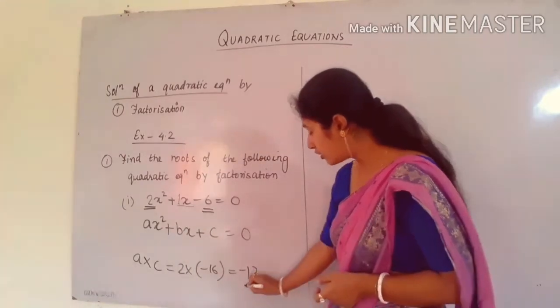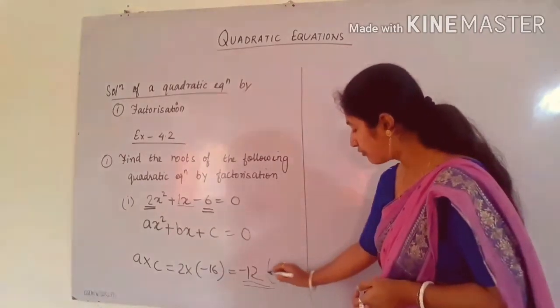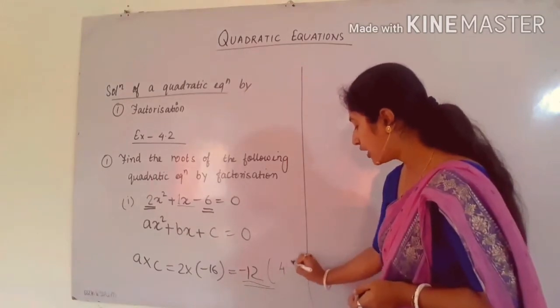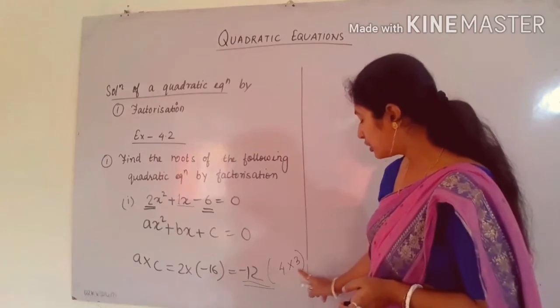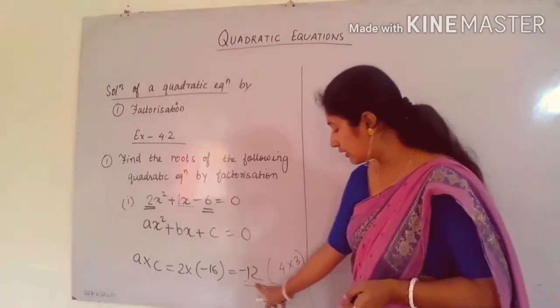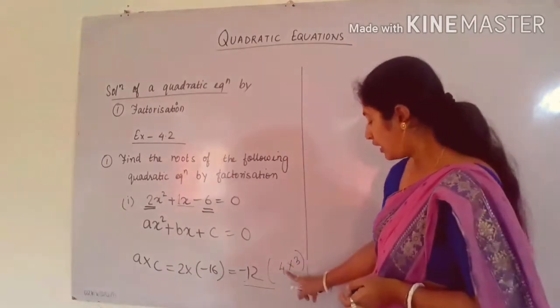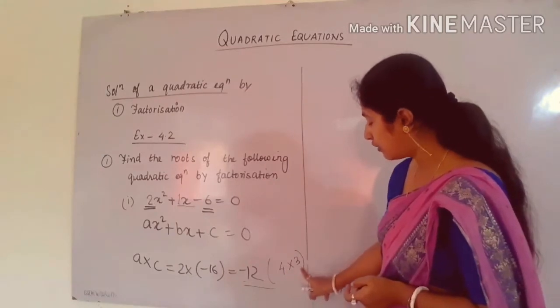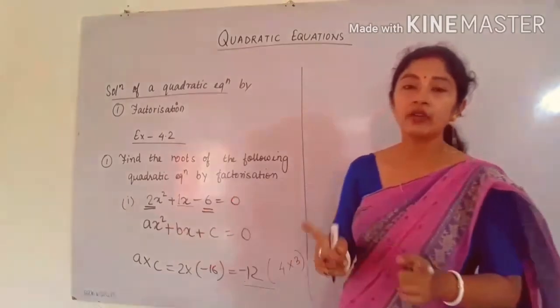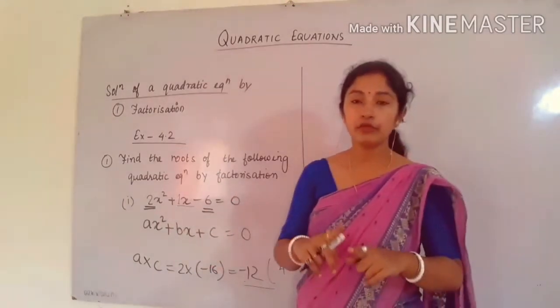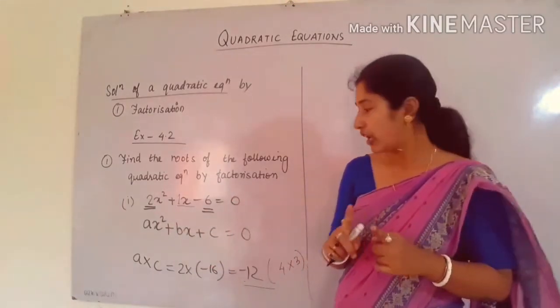So what is the way? You have to factor 12. So how to factor 12? We can write 4 into 3 in place of 12. See here, 4 into 3, that means 4 3s are 12. We can get this number. Also, if we subtract 3 from 4, we will get 1. Okay, like that you have to split the term.